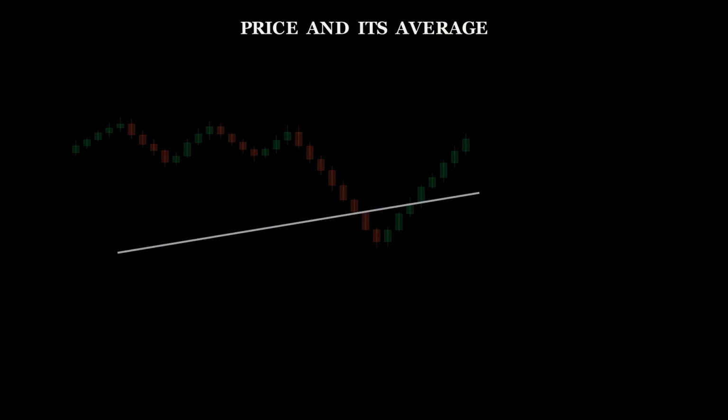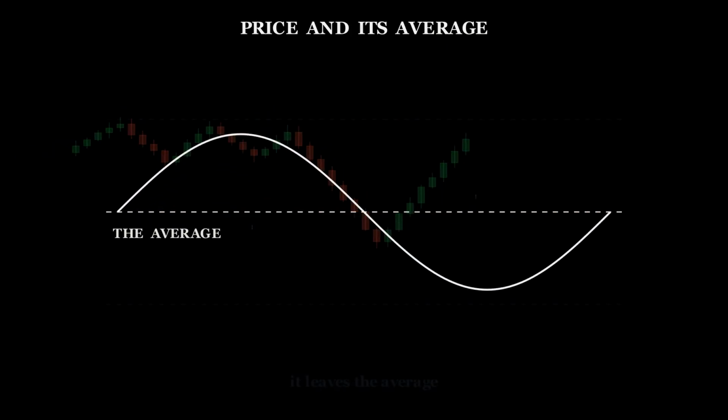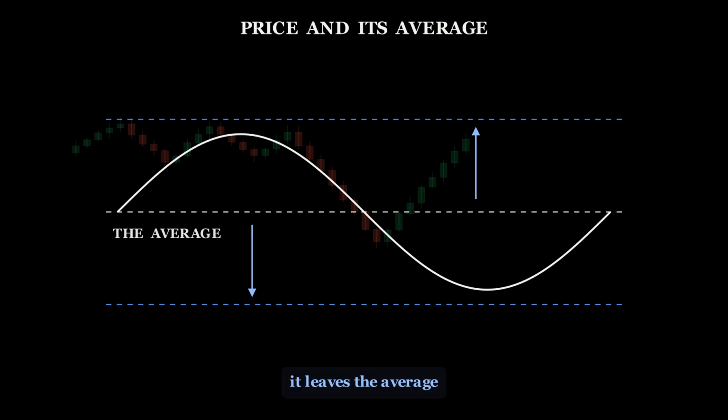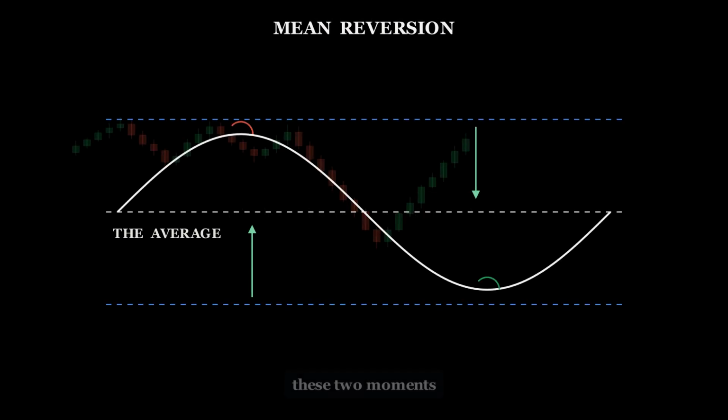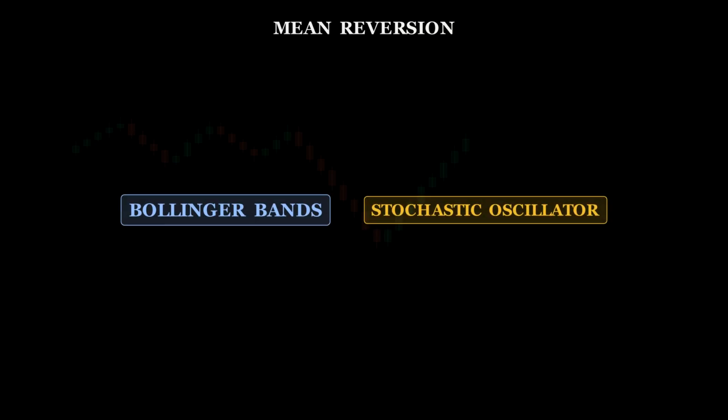Price doesn't move in a straight line forever. It constantly expands away from its average and then contracts back toward it. This behavior is called mean reversion, and today's strategy is designed to identify exactly these moments using two powerful indicators: Bollinger Bands and the Stochastic Oscillator.